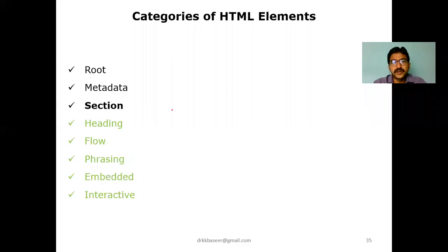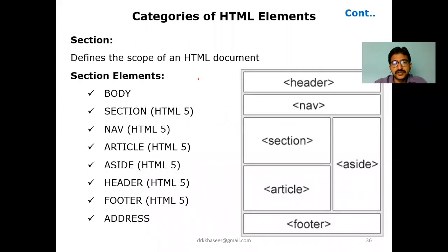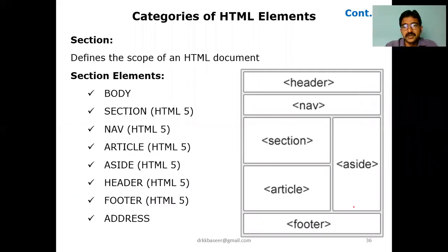Okay. Now today we are going to discuss one category of HTML elements, that is section. What is the meaning of section? If you see on the left-hand side, one figure is available. This is the total page if you are considering. This is the header of the page. This is navigation. This is a section.